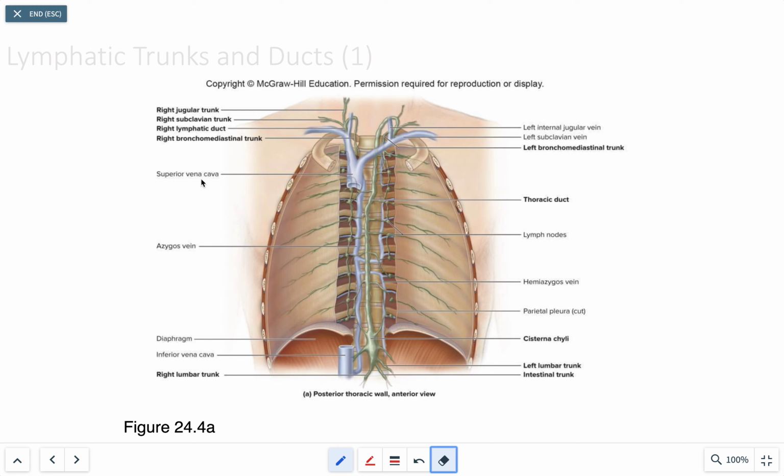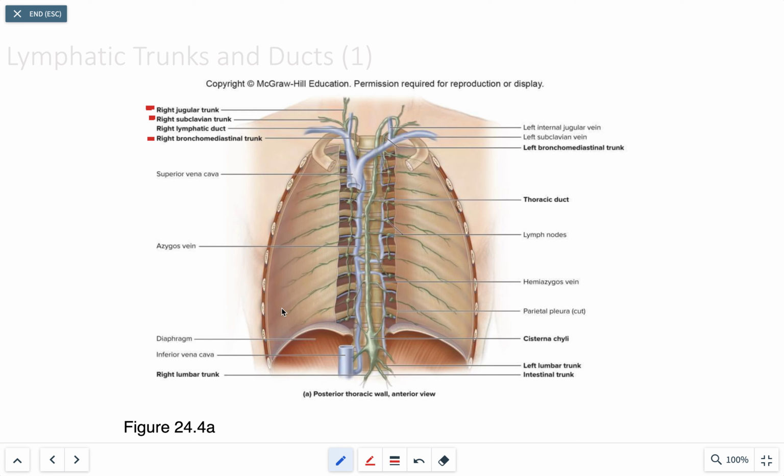So the first one we're going to talk about are the jugular trunks. These right jugular trunks are going to collect the drainage from the head and the neck. We have the subclavian trunk here. Their job is to collect the lymph drainage from the upper limbs, breast, and superficial thoracic walls. We have the bronchomediastinal trunk, which is going to drain mostly the deep thoracic structures.